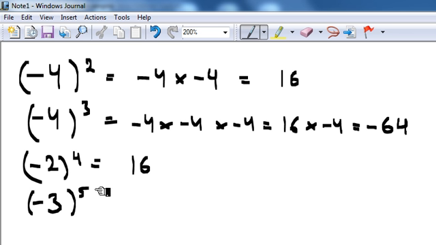-3 index 5. So first we just calculate with the numbers. 3 index 5. We have to do some calculations, but eventually we find out that it's 243. 3 index 5. How about the sign? Is it going to be plus or minus? Well, we know that we have an odd number here. 5 is an odd number. So odd number means that it's going to be minus.